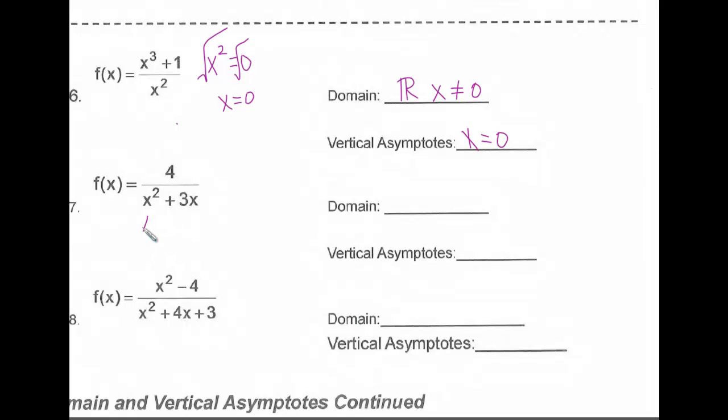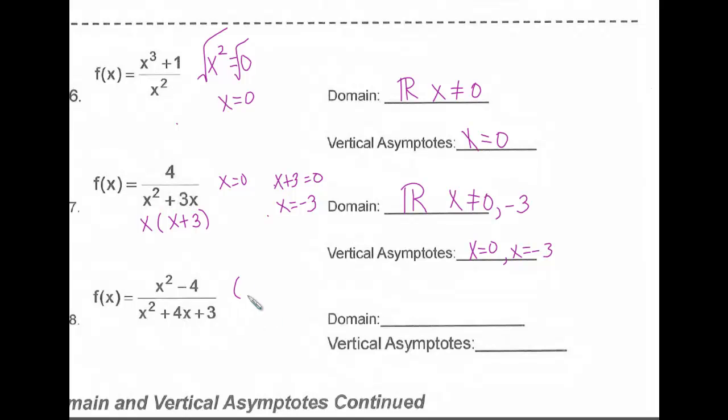Number 7. Factor. Take an x out of the denominator and set each of these factors equal to 0 and solve for x. So x is equal to 0 and x is equal to -3. Those are the vertical asymptotes. The domain is all real numbers except where x is equal to 0 and -3.